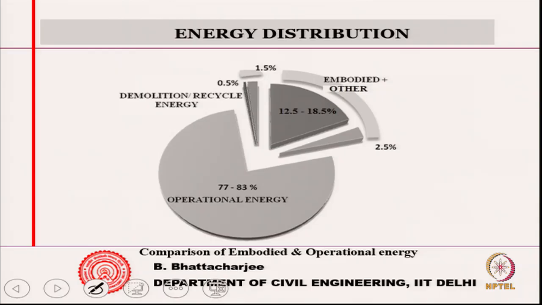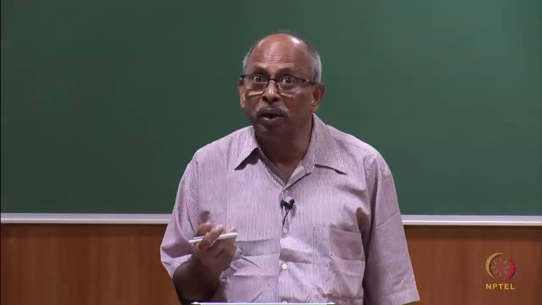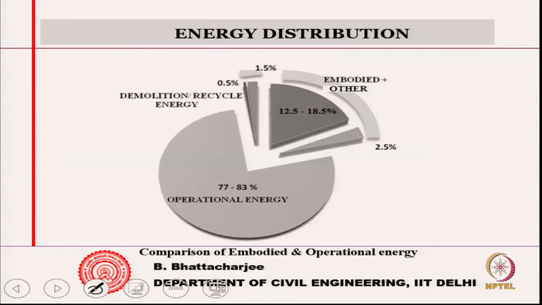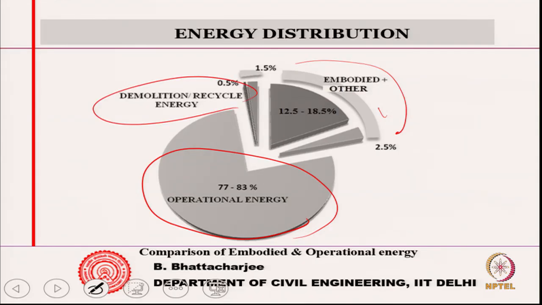Then, if you see the distribution in a building, which you have seen earlier in a different form of a graph, you will find during the life cycle operational energy is the maximum. Embodied energy and other gray energy etc., is something of this order 12.5 to 18.5% and this is about 77 to 83%, and demolition and recycle energy, that will be coming somewhere there, small percentage. So, this we had given in a different form of curve before.